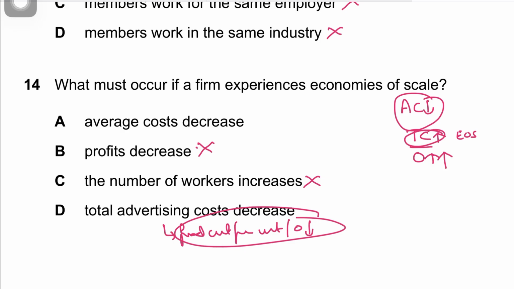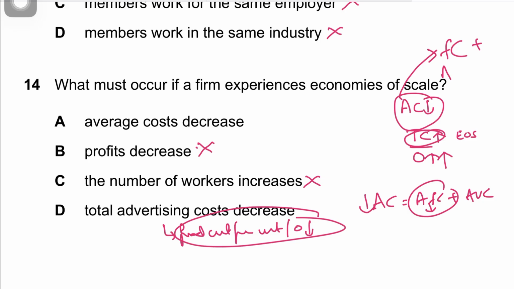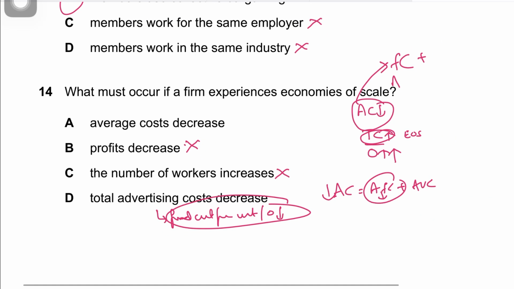So in total terms, total advertising cost will increase, but fixed cost per unit will fall, which will cause average cost per unit, or simply average cost, to go down. Because average cost is the sum of average fixed cost plus average variable cost. So if this goes down, average cost will go down. So remember, advertising cost is a fixed cost, and if output scales up, advertising cost in terms of fixed cost per unit may go down, not in total terms.